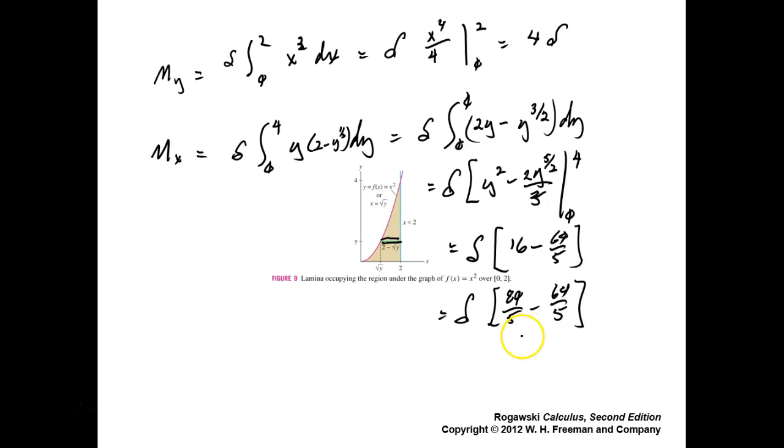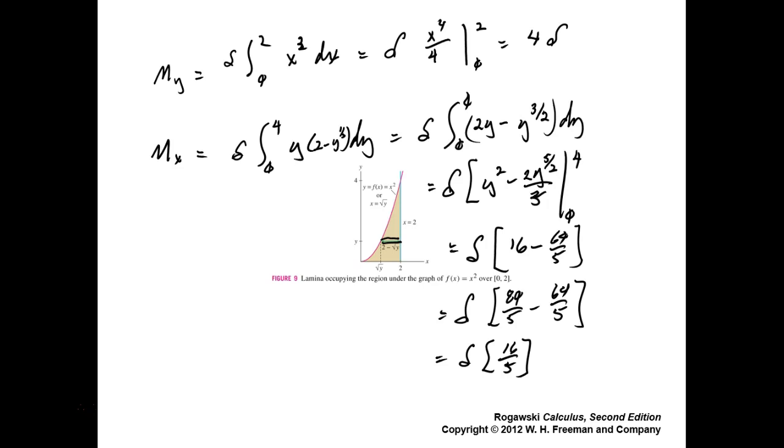Calculators slow you down a little bit, don't they? Okay. That's equal to delta times 16 fifths. Is that right? All right. So that's your moment with respect to the x-axis.